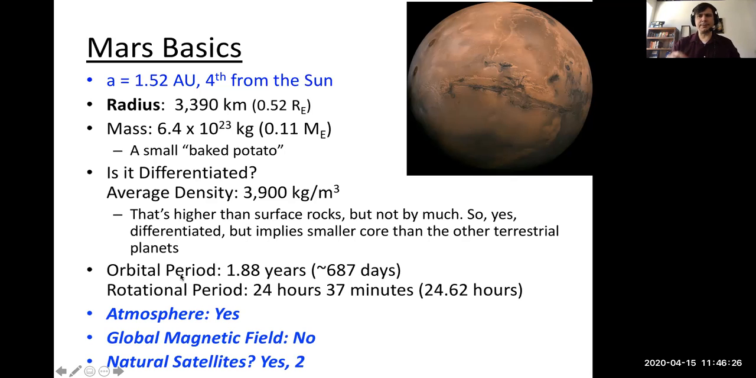So what is this orbital period? How long does it take for it to go around the sun exactly one time? So it's 687 days, or if you want a p squared equals a cubed, Kepler's third law, you get 1.88 years. Something a little bit more fascinating is Mars's rotational period. It's 24 hours and 37 minutes. Sounds kind of familiar, right? Very Earth-like at 24.62 hours.